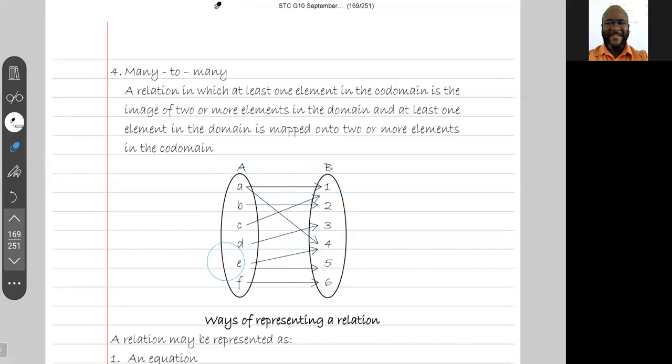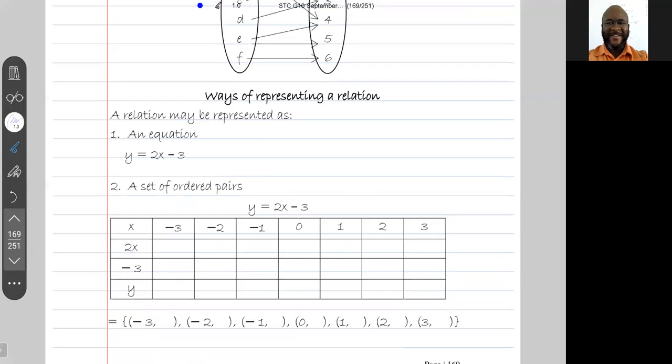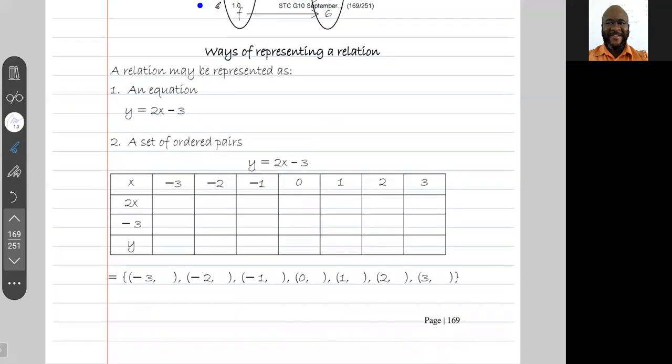So let's have a look at the different ways of representing a relation. Now, one way you can represent a relation, maybe not all relations, but one way, is as an equation. So y is equal to 2x minus 3 is an equation. And this equation is an example of a relation. The equation tells you how x and y relate. It tells you what to do to the values of x in order to get the corresponding value of y. So one way of representing a relation is as an equation.